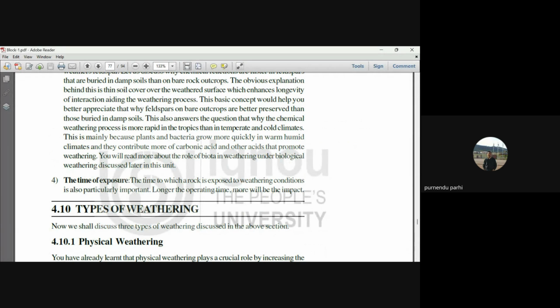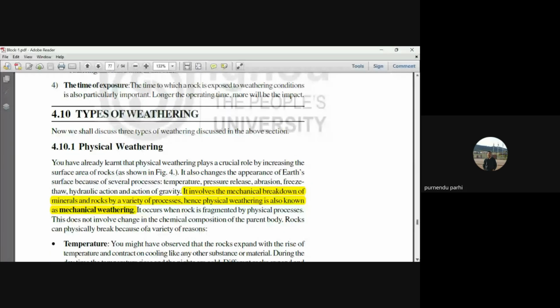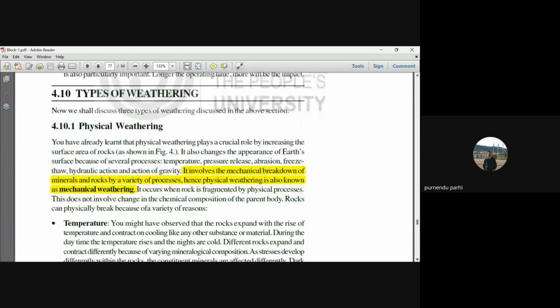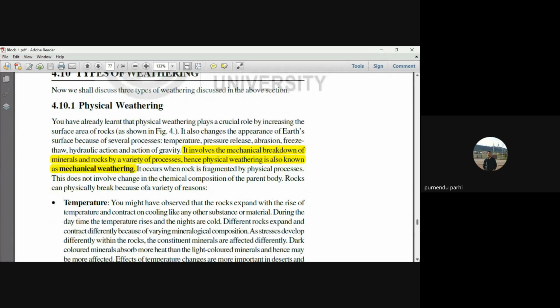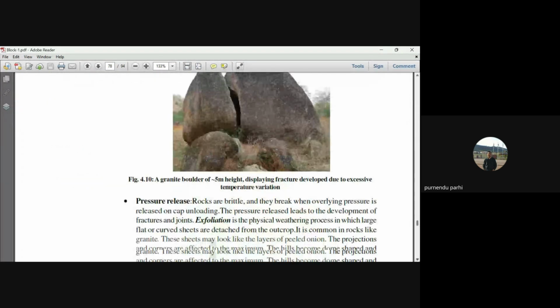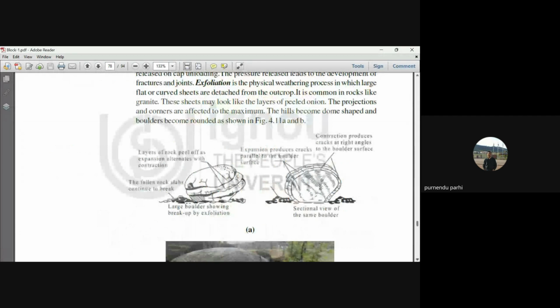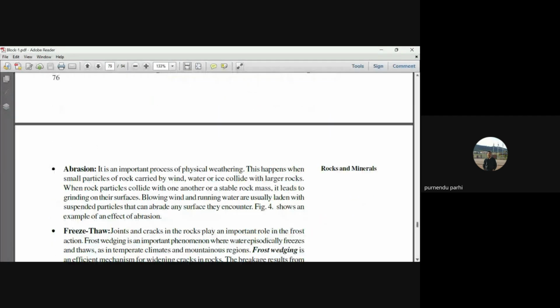Types of weathering: there is physical weathering. It involves the mechanical breakdown of minerals and rocks by a variety of processes, and physical weathering is also known as mechanical weathering. Rocks can physically break because of a variety of reasons. These reasons are temperature, then the pressure release, abrasion, then the freeze-thaw.